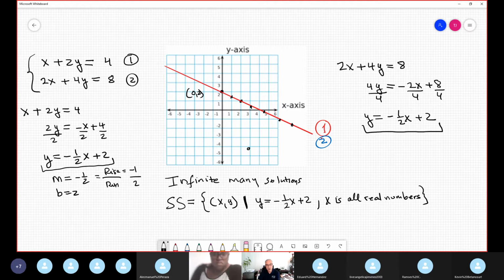However, I want to show you how you can see this solution algebraically, using algebra. So that was graphically, okay? They are coincident, infinitely many solutions. However, using the algebraic way, now let's do it.